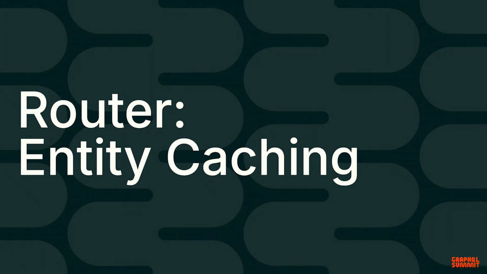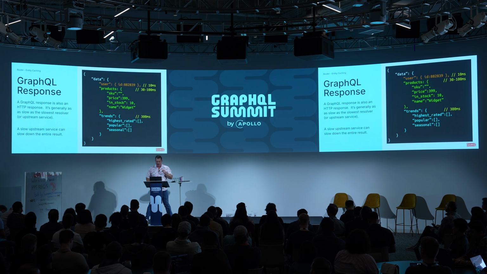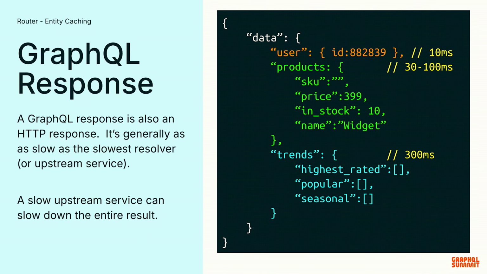So now let's talk about entity caching, because this is some really interesting technology that we're kind of showing for the first time. A GraphQL response, specifically a federated GraphQL response, is made up of many different segments that are coming from different upstream services. In this example, we've got three. We've got a user service that's returning some information, and so that's one of my top-level queries here.